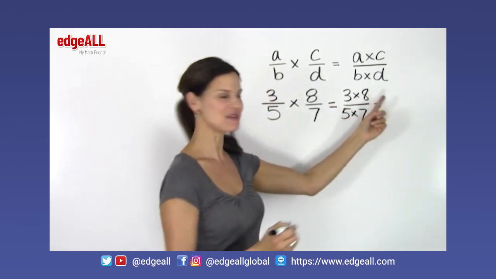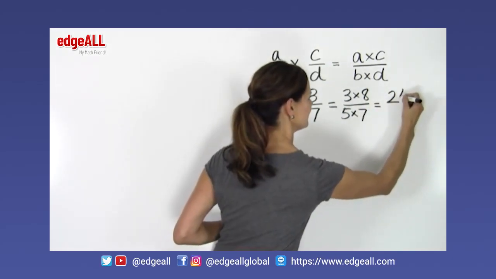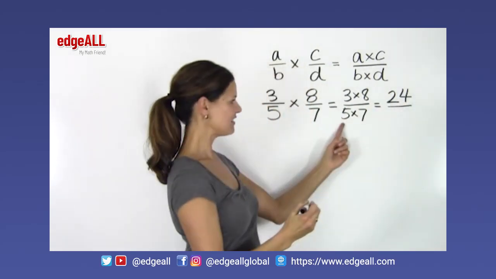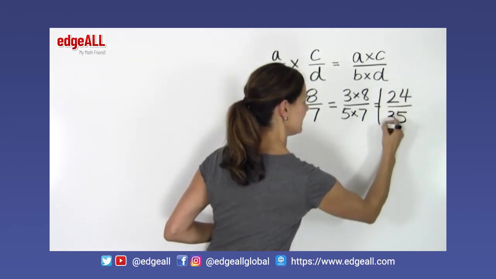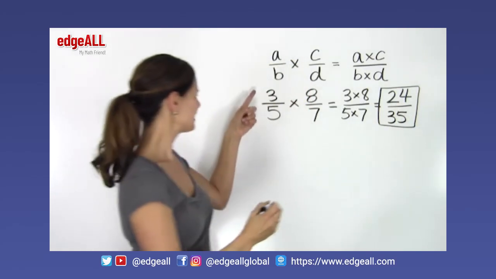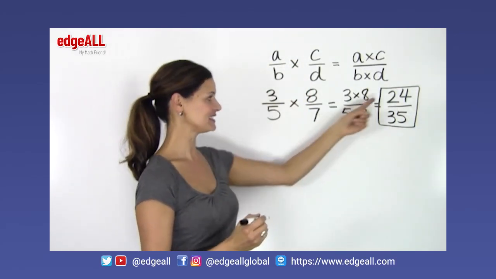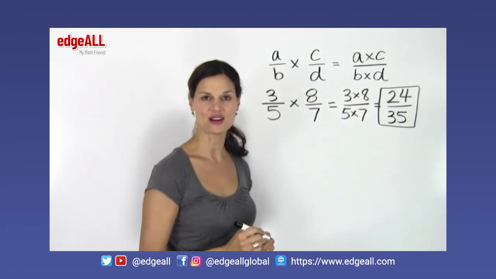3 times 8 equals 24. 5 times 7 equals 35. And that is it. 3/5 times 8/7 equals 24/35.